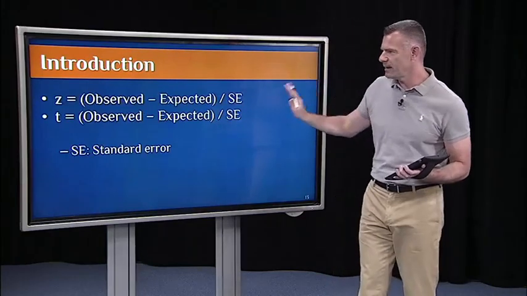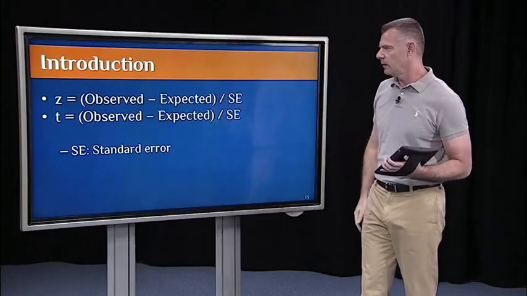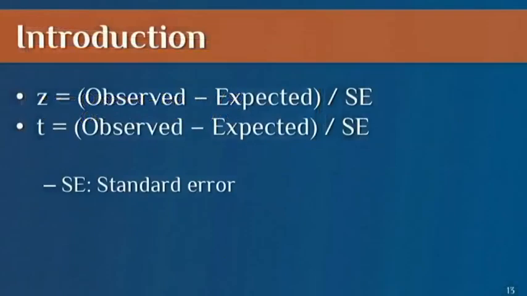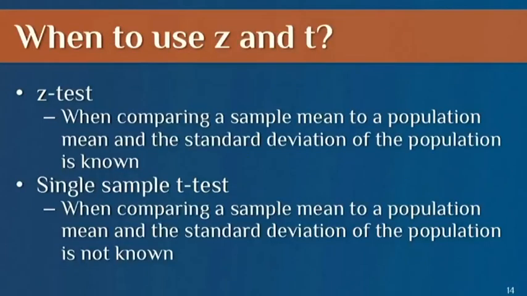In each case, Z or T, the test statistic is going to be some observed value, what we actually observed in our sample, minus an expected value, relative to standard error. So when will you use Z and T? As I said, the Z-test is actually pretty rare because we only use the Z-test when we're comparing a sample mean to a population mean, and we know the population's standard deviation.